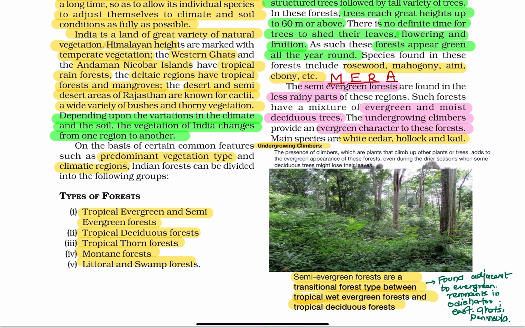Now, the main characteristic is that they have a mixture of evergreen and moist deciduous trees. This is important, and I would say understand it, because these statements come: these forests have a mixture of evergreen and moist deciduous forest. The undergrowing climbers provide an evergreen character to these forests. Now they'll give you the examples or different options.